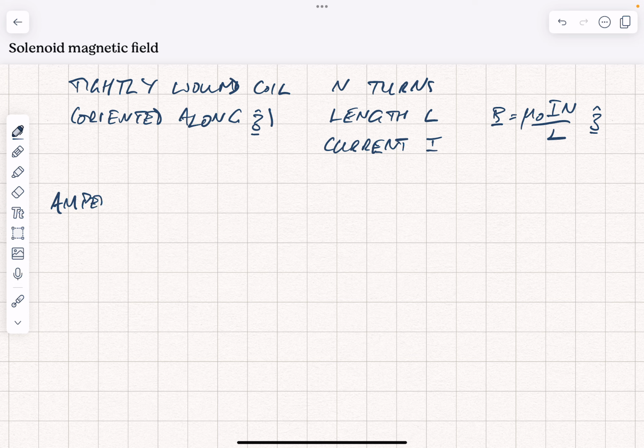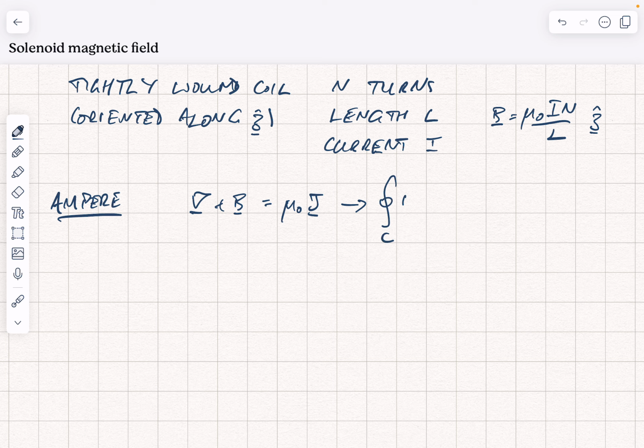So let's remind ourselves about Ampere's law and think about why we get that result. If we consider Ampere's law, the first thing we have to do is think about the field, because we're going to start with the simple idea of curl B is mu naught J. We're going to translate that into an integral form, which is the closed loop integral of B dot dl equal to mu naught times the current I.